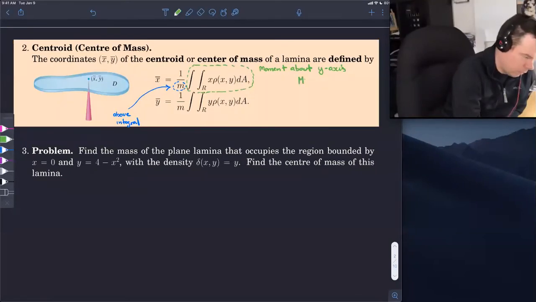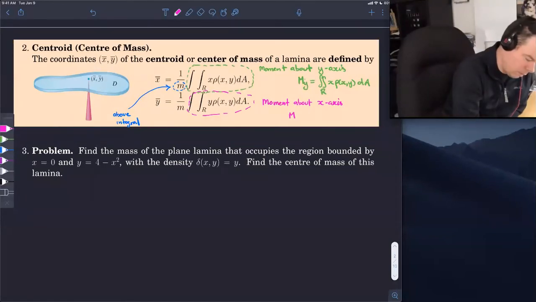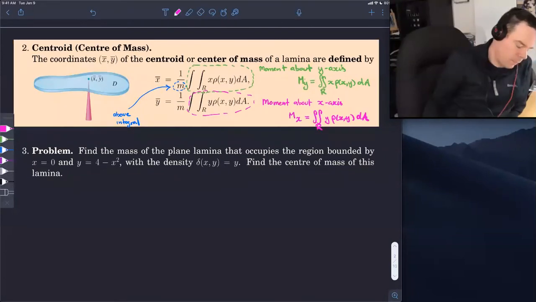And we also have a notation for this. It's m sub y is equal to the integral over the region of x times the density dA. And then similarly, this one down here is the moment about the x-axis. And so that's m sub x is equal to the integral over R of y times rho of x, y dA.